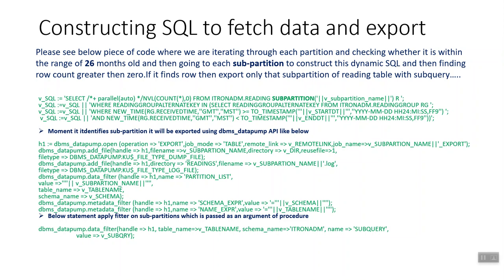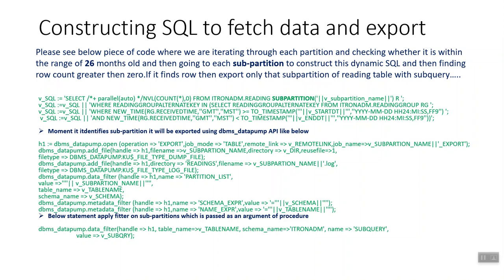First, you have to define the h1 variable, and then you have to open using DBMS_DATAPUMP.OPEN. Your operation is export, job mode is table, remote link I am passing as an argument in the procedure, and the job name is, just for the sake of simplicity, subpartition name underscore export. Then you are adding the dump file name using DBMS_DATAPUMP.ADD_FILE, and then you are adding the log file name.